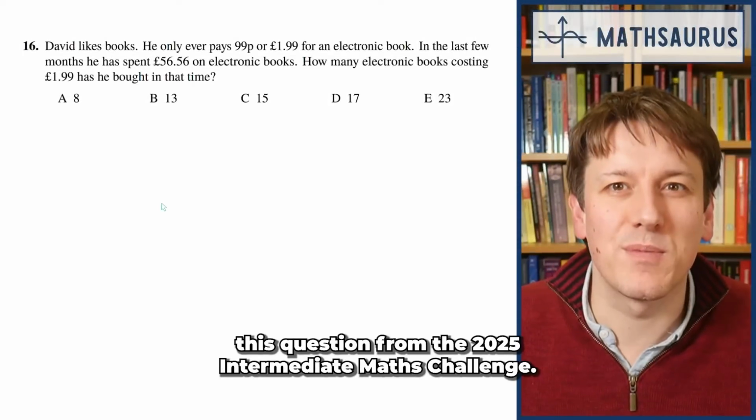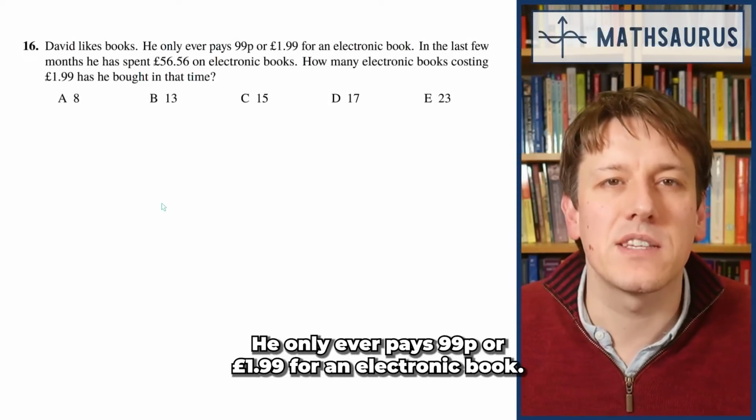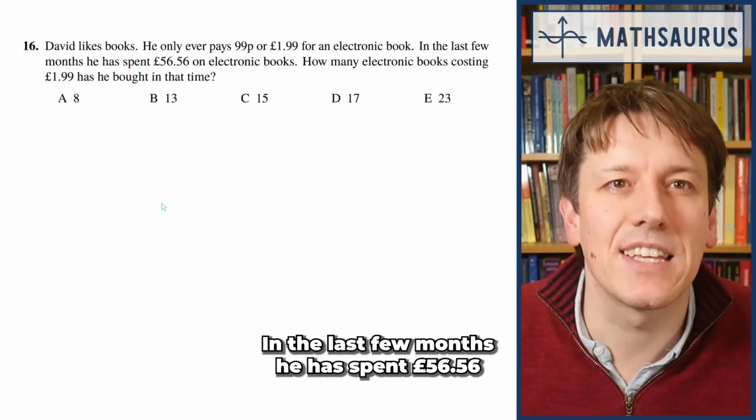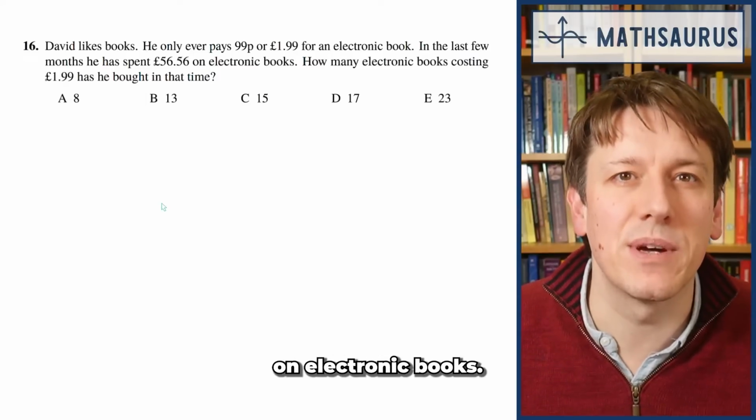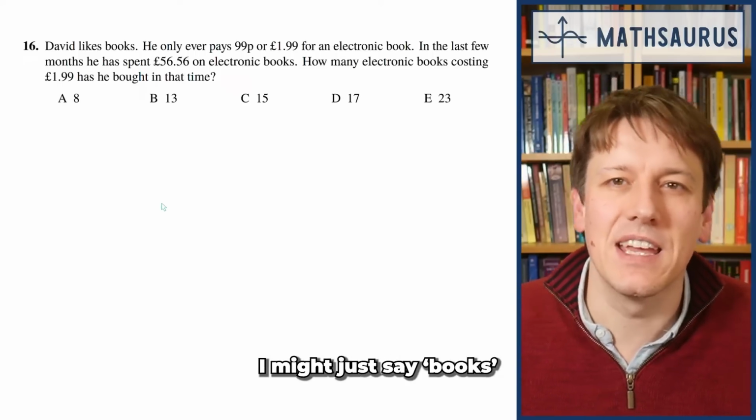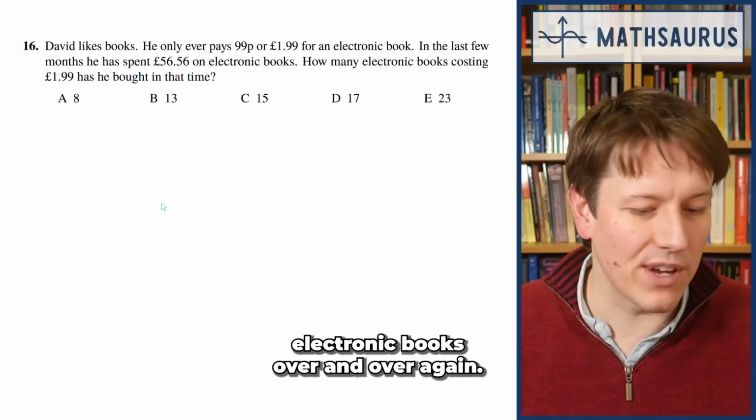I really like this question from the 2025 Intermediate Maths Challenge. We've got David who likes books. He only ever pays 99p or £1.99 for an electronic book. In the last few months, he has spent £56.56 on electronic books. How many electronic books costing £1.99 has he bought in this time? I might just say books as we go on here rather than saying electronic books over and over again.